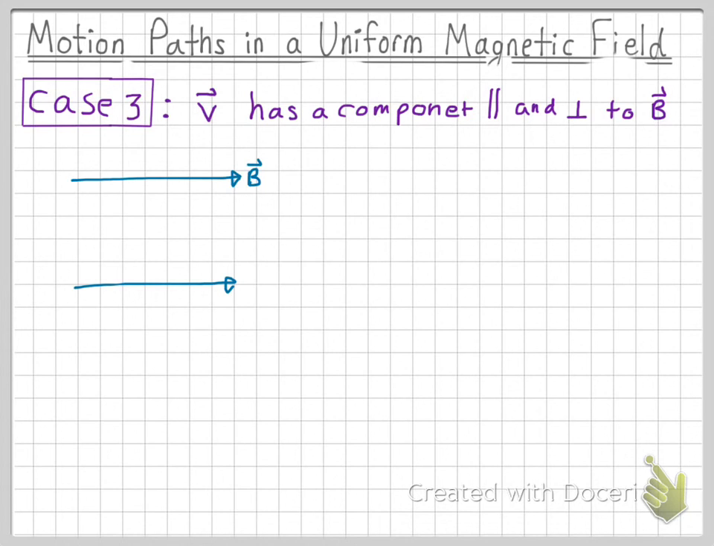This may seem a little confusing, so let me visually show you what this looks like. So here we have a magnetic field, and then we have a charge that is moving at an angle to the magnetic field, and there's a parallel component and a perpendicular component for the velocity of the charge.